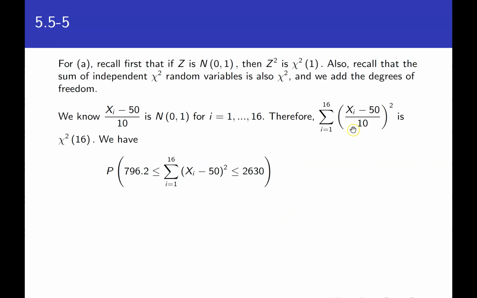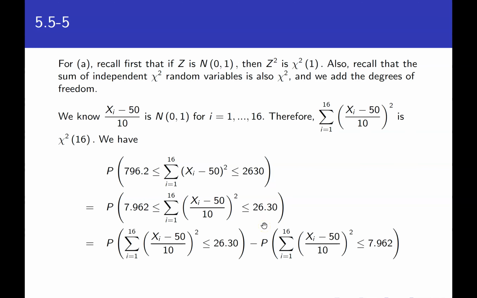The first thing we need to do is get that 10 on the inside. To do that, I need to divide everything by 100. So we get 7.962 when we divide that by 100, and 26.3 on the right-hand side when we divide that by 100. 100 is 10 squared, which is why we can pull the 10 on the inside and leave the squared on the outside. This inside part is chi-squared on 16 degrees of freedom, so we go to the chi-squared table and look in the 16 degrees of freedom row. We need to find the 7.962 and the 26.3 and the probabilities they correspond to, so that we can subtract those probabilities to get the answer we want.